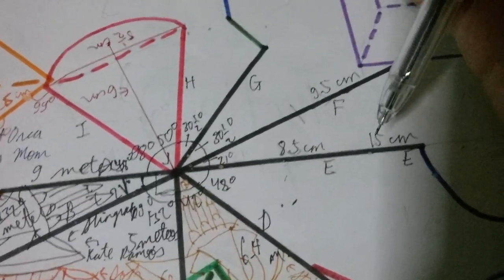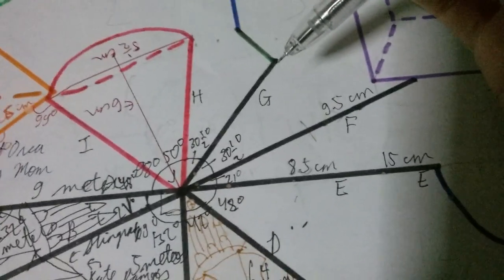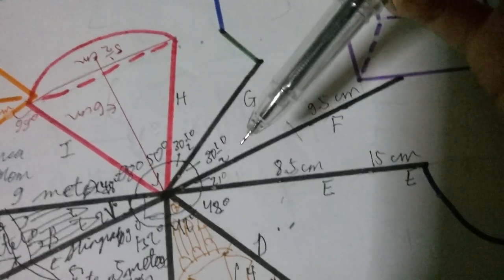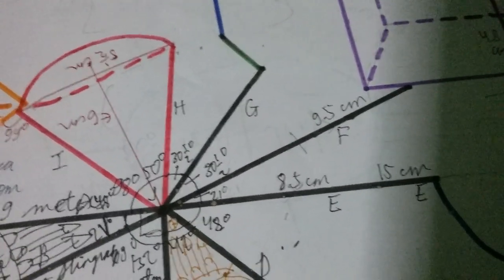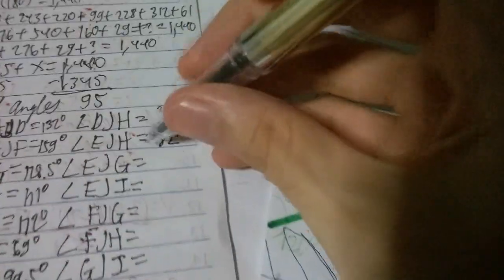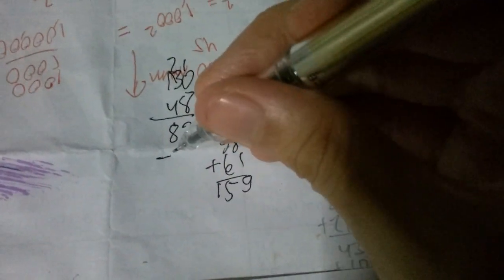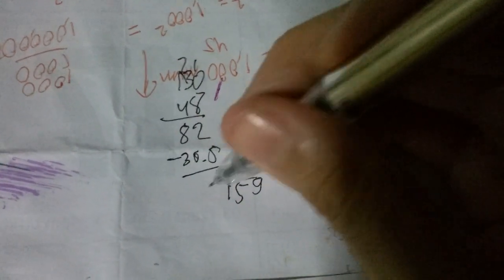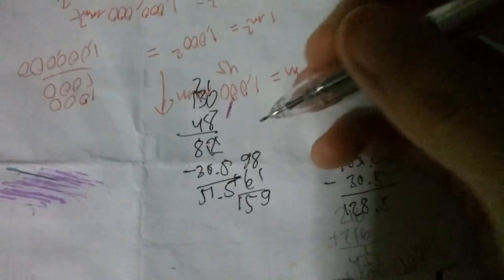EJG. Just subtract the 82 degrees by this 30 and a half. Or you can just sum the 31 and the 21 and the 30 and a half, which leads you to 51 and a half. Or you can do 82 minus 30.5. This becomes 1. Correct, 51.5.